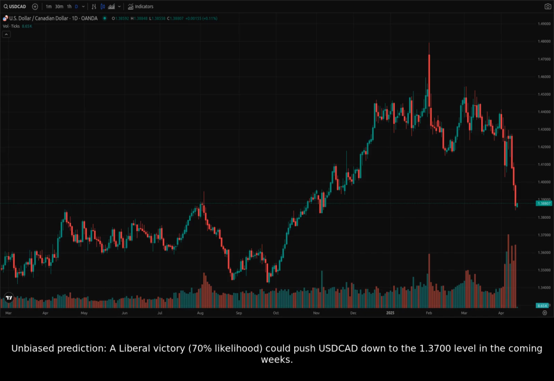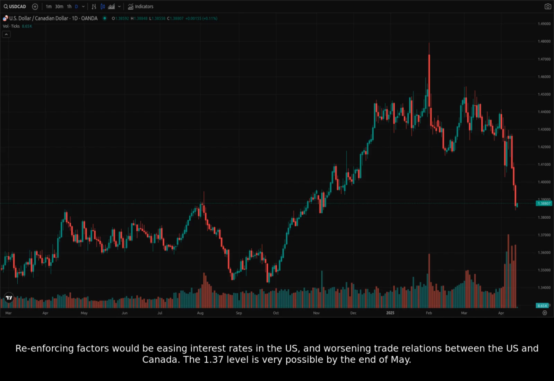Unbiased prediction: a Liberal victory, 70% likelihood, could push USDCAD down to the 1.3700 level in the coming weeks. Reinforcing factors would be easing interest rates in the U.S. and worsening trade relations between the U.S. and Canada. The 1.37 level is very possible by the end of May.